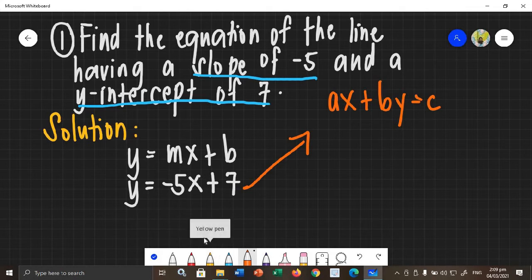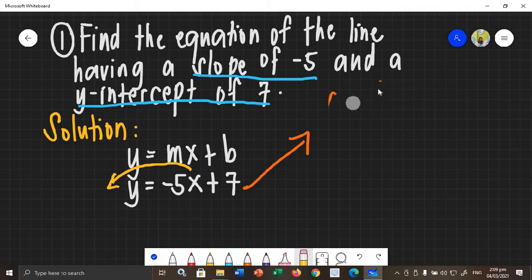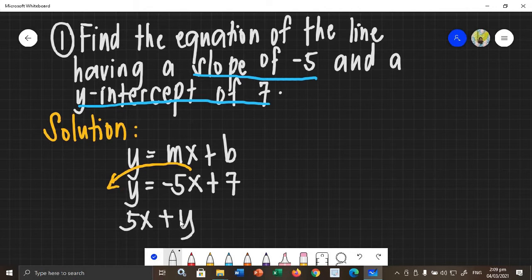So, what we need to do is that we need to apply the transposition method. And yung pinakamabilis na way para ma-convert natin into the standard form, itong solution natin is to transpose -5x to the left side of the equation. So, again, reminder, kapag nag-transpose ka, lagi magpapalit ka ng sign. Okay? So, now we have 5x, transpose mo sa left, and then y is positive, so lagyan mo lang positive y or plus y. 5x plus y equals positive 7.